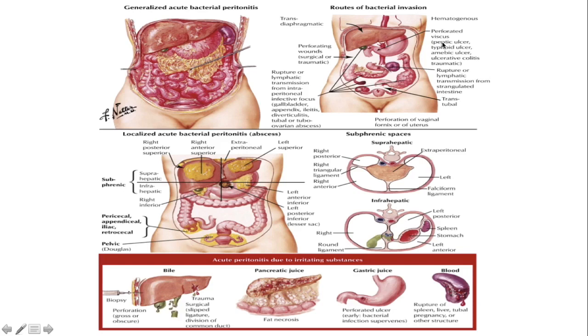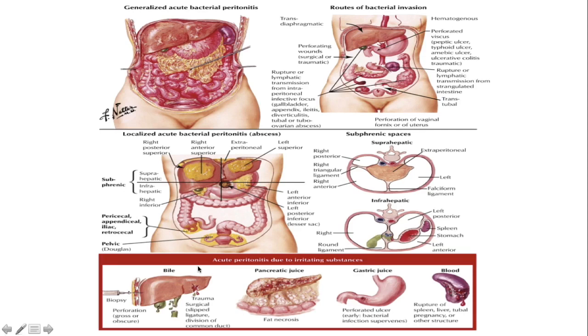Or any perforated viscus such as peptic ulcer, ulcerative colitis, diverticulum, etc. can be a source of infection as well, because the content of the bowel contains a lot of bacteria. Other routes include perforating wounds, which may be either surgically induced or traumatic, or, let's say here, transtubal perforation of vaginal fornix or uterus. This can all provide a source of infection leading to secondary peritonitis.